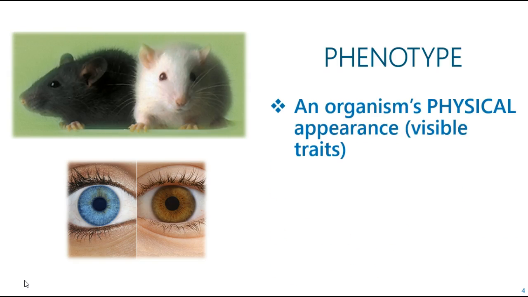The phenotype is an organism's physical appearance, so it's visible traits. And this is always a description, such as here we have a black mouse and a blue mouse. So these mice can be either black or white. That's the possible phenotypes. And in eye color we have blue eyes and brown eyes as the two possibilities for phenotype. Remember that the trait in the mice is fur color, and in the eyes, the trait is eye color. But there are two different varieties here.